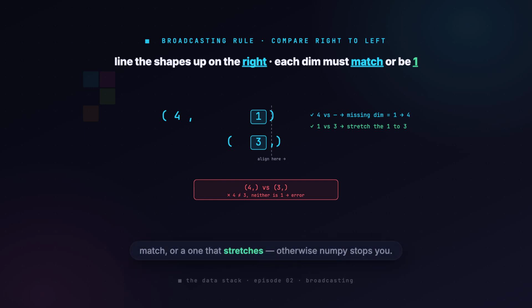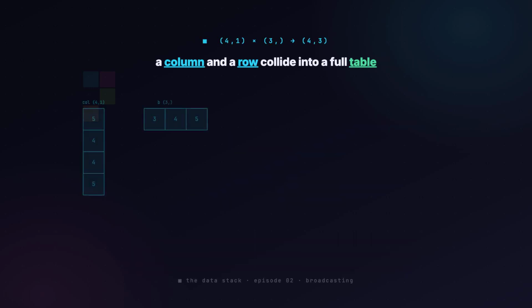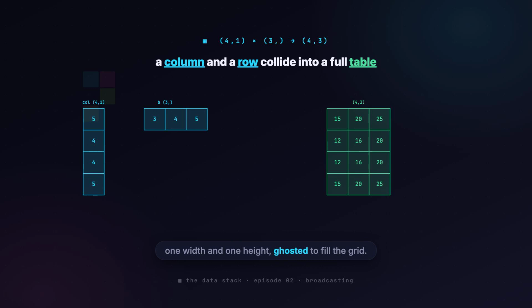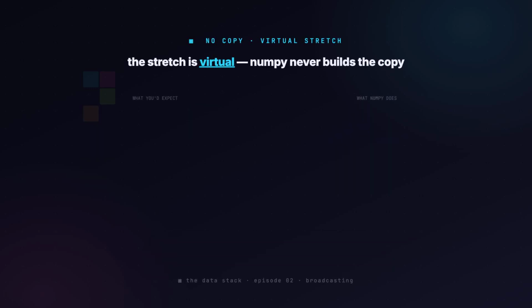That's it. A column vector is shape 4 by 1. A row vector is shape 3. Stack them right aligned, 4 by 1 against 3. The trailing pair is 1 versus 3. The 1 stretches to 3. The leading pair is 4 versus nothing. The missing dim becomes 1, then stretches to 4. Result: 4 by 3.